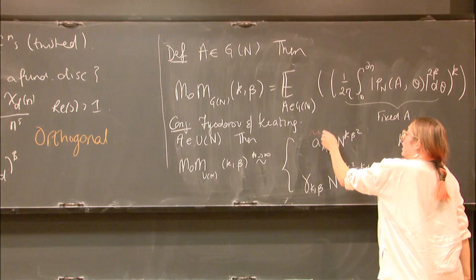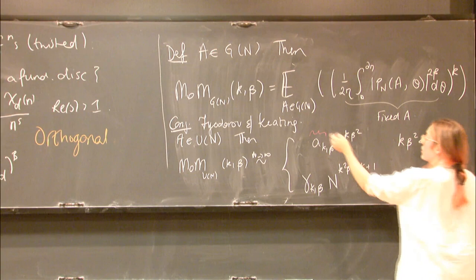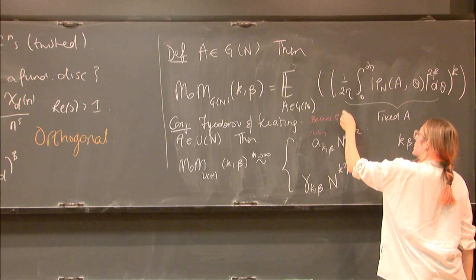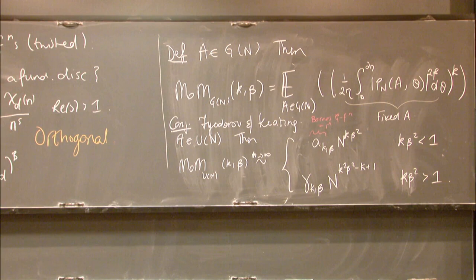In the conjecture, this is explicitly given. I won't write it down, but it's similar to the unitary case. This is a combination of Barnes G functions and gamma functions. So it is explicitly given in the conjecture, whereas in the second case, it's just some complicated function of k and beta.